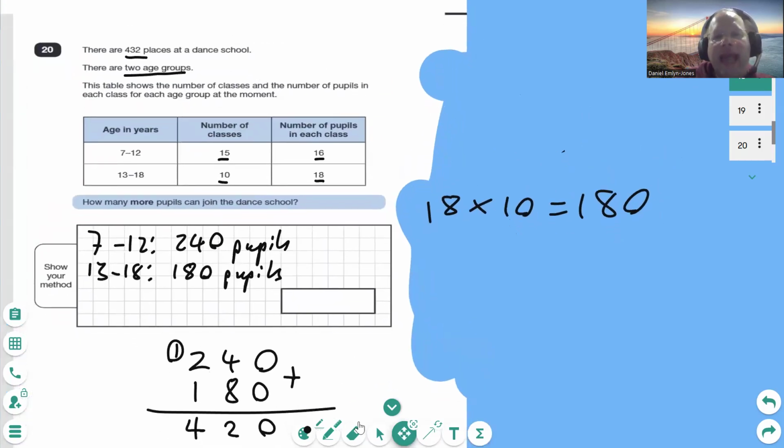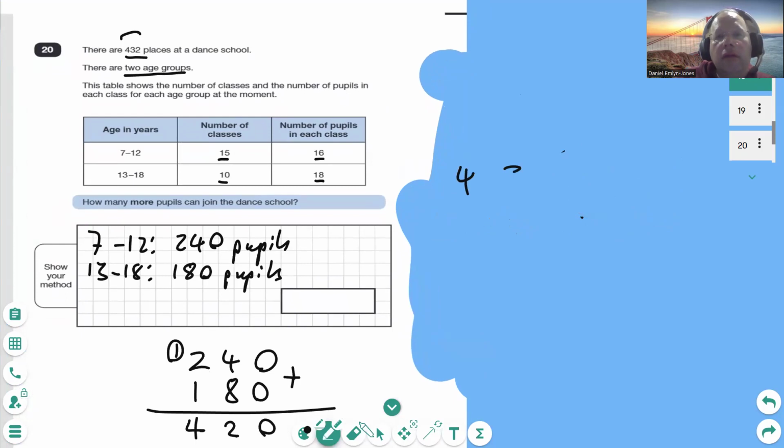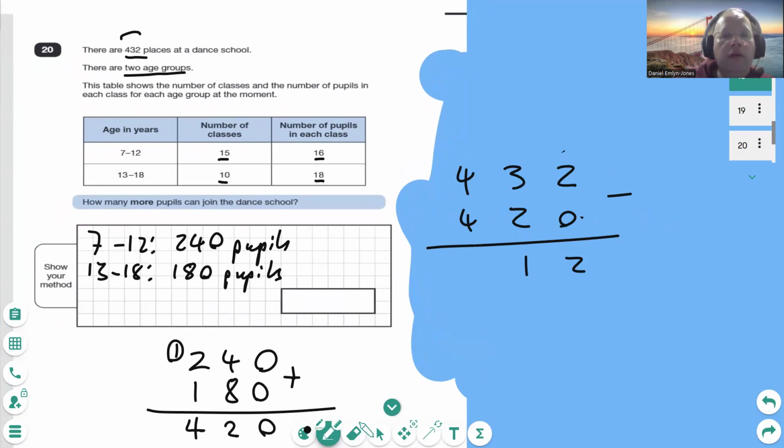So how many can we add? You could probably do this in your head. 12. Because 420 plus 12 is 432. But, you know, do a sum if you want. Doesn't hurt. 432 minus 420. 2, 1, 0, 12. Lovely. Okay, next.